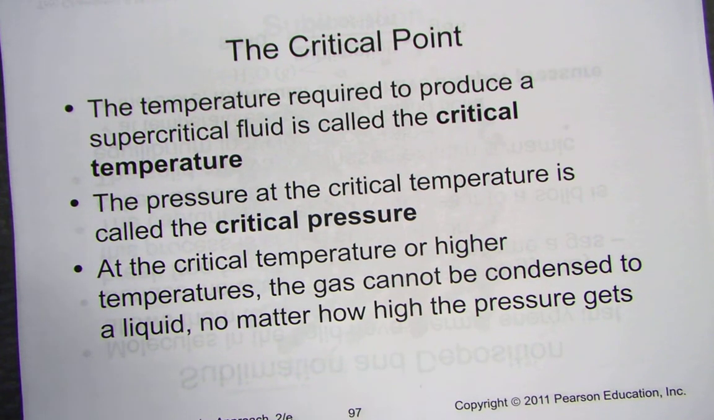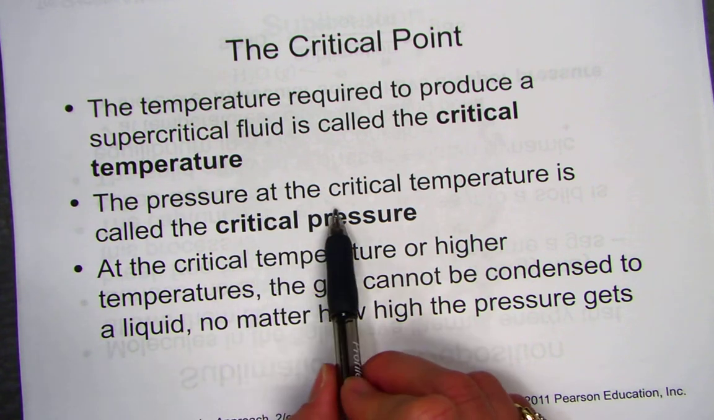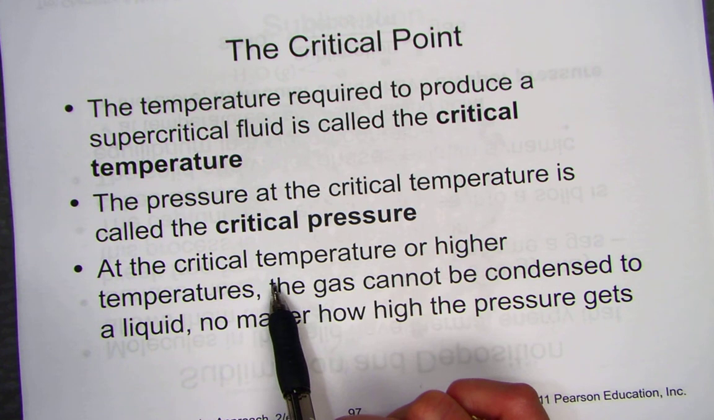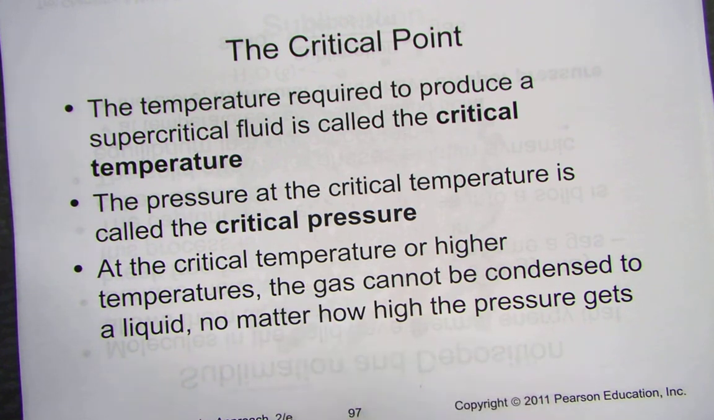The term critical point. This term is described as the temperature required to produce a supercritical fluid. Supercritical just simply means, down here, at the pressure, the critical temperature is called the critical pressure. At the critical temperature or higher, the gas cannot be condensed to a liquid, no matter how high the pressure gets. The term critical point is where I can no longer distinguish between the liquid and gaseous phase.